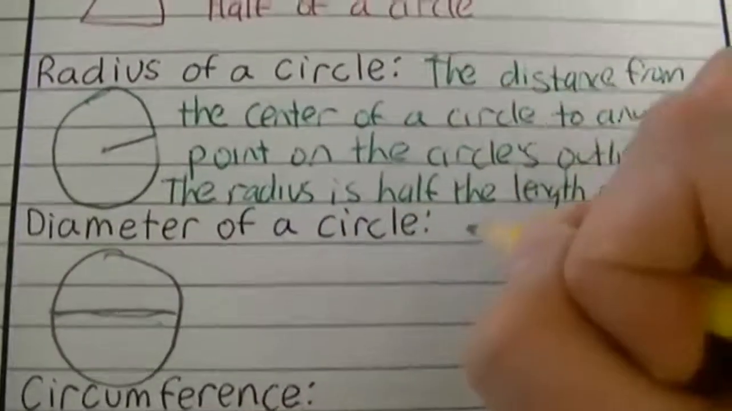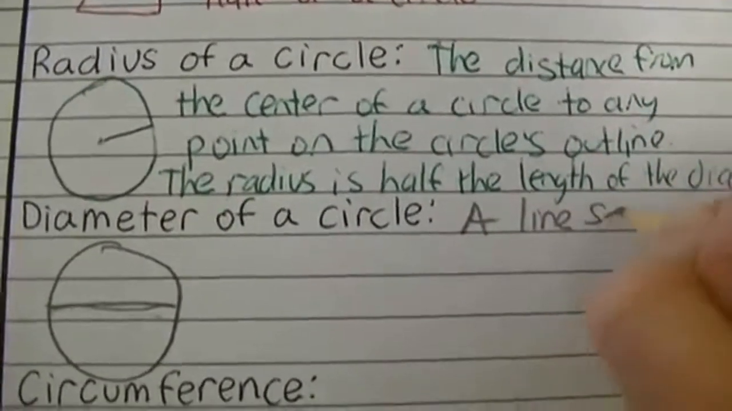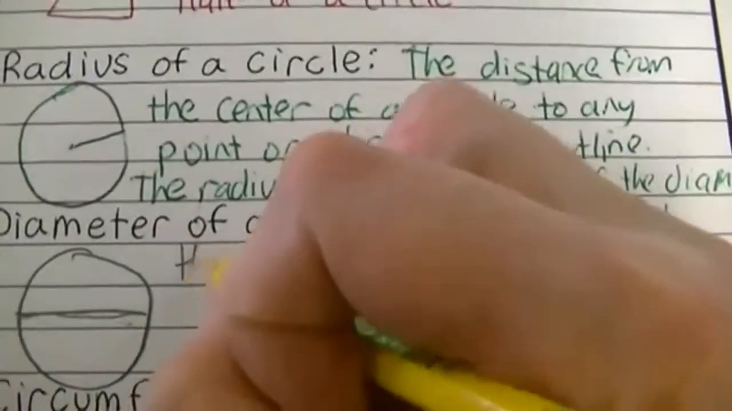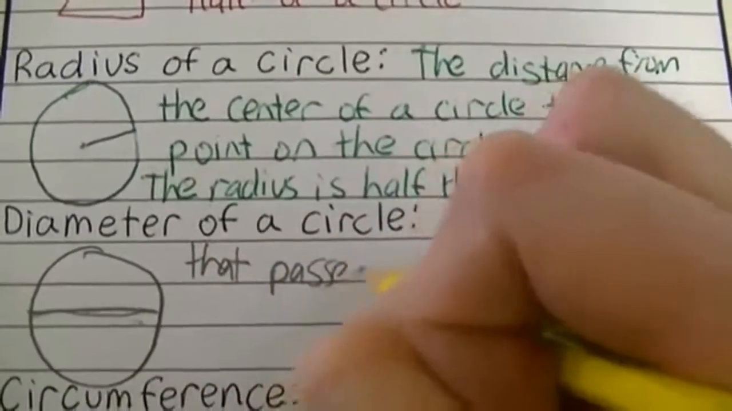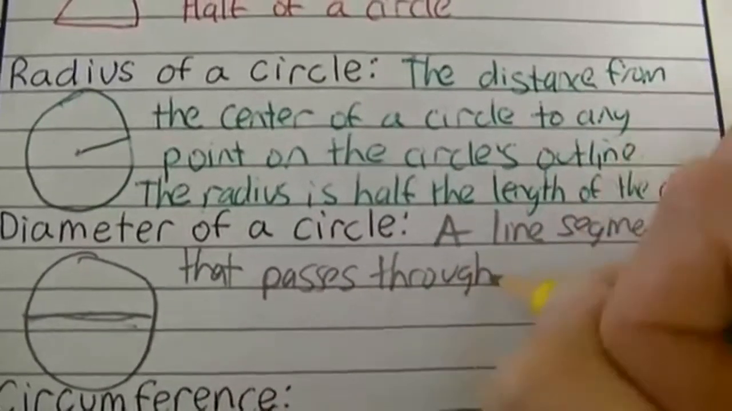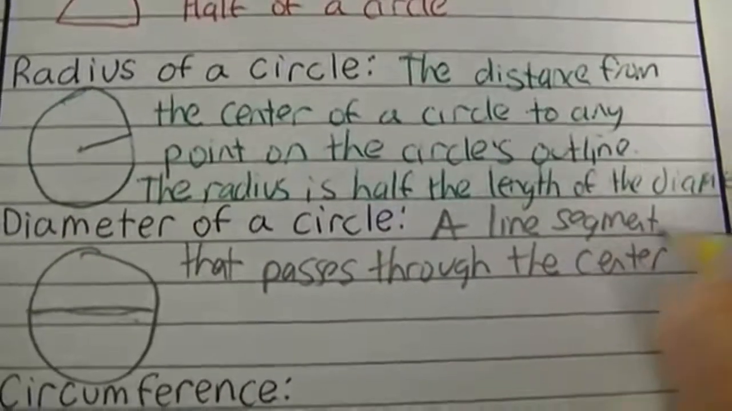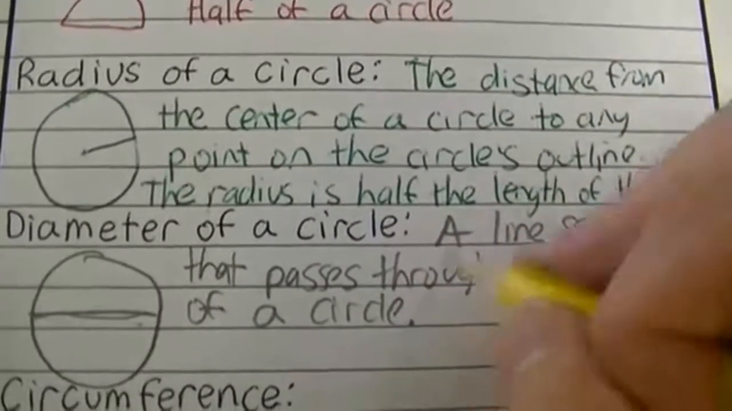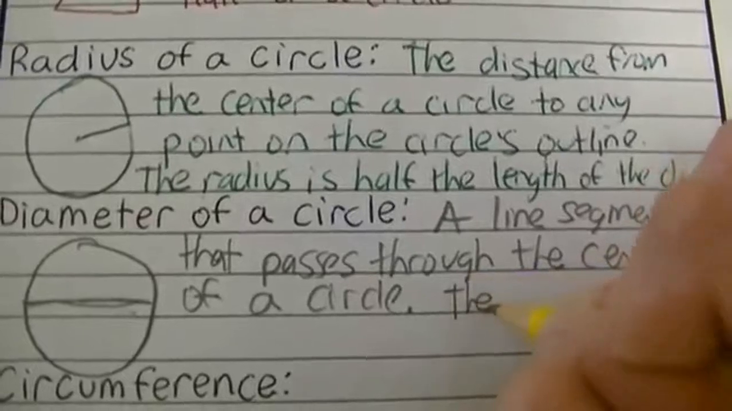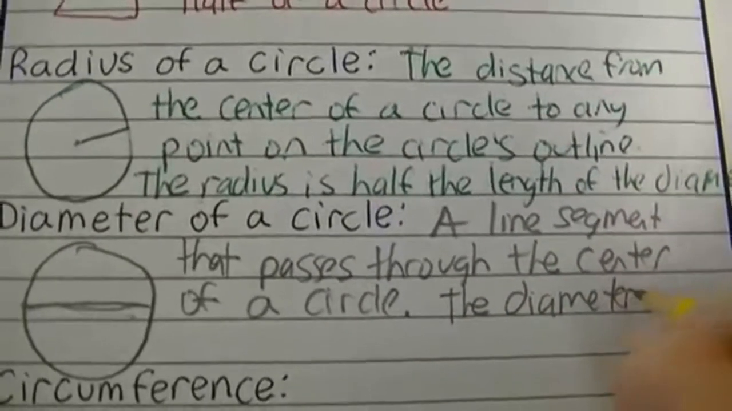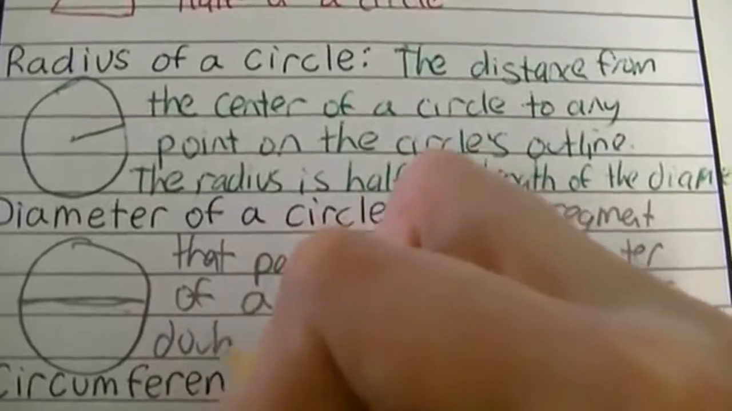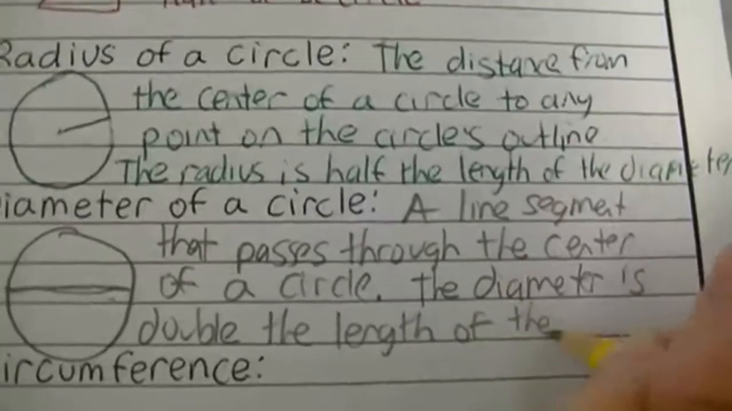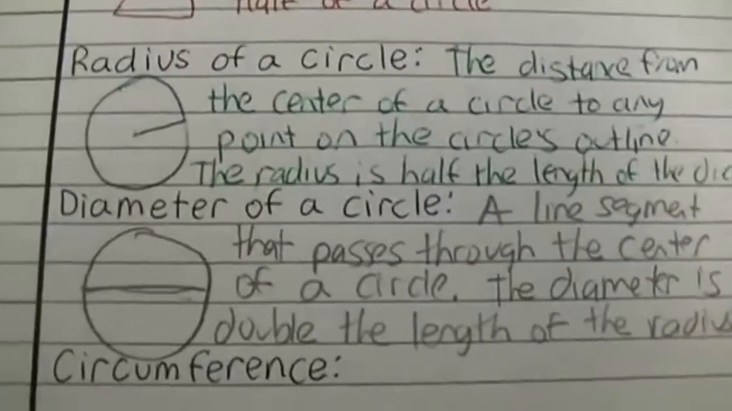So it's a line segment that passes through the center of a circle. It's double the length of the radius. The diameter is double the length of the radius. Okay.